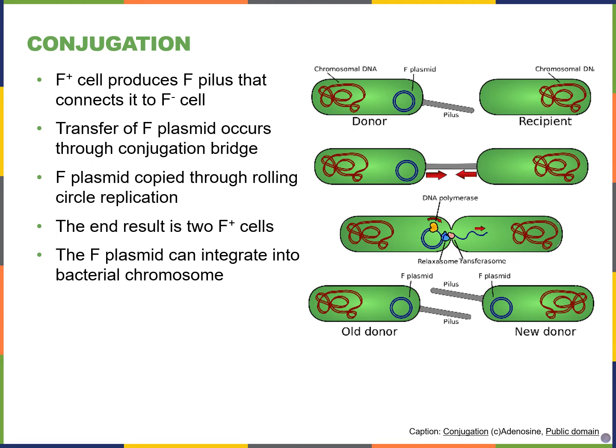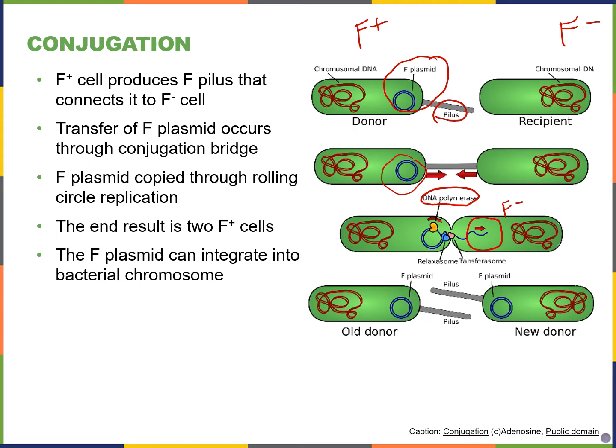Here's another look at that same process in a little bit more detail. We have our F plus cell on the left, F minus cell on the right. The F plus cell is the one with the fertility plasmid that can form that F pilus. The F plus cell will make a copy of its plasmid using an enzyme we'll look at later on in the course called DNA polymerase, and it'll send that copy of the plasmid over to the F minus cell.